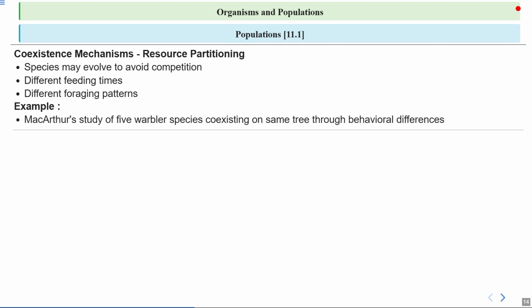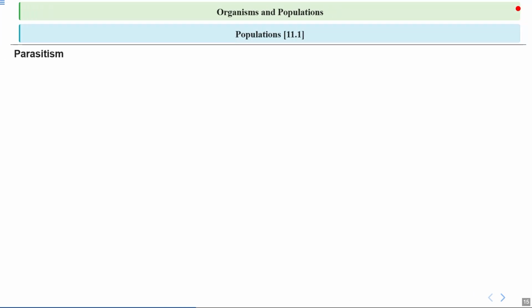So MacArthur was studying five warbler species. They were all coexisting on the same tree. Their behavior was different. They were feeding on different parts of the plant and at different times as well. So they were able to coexist.